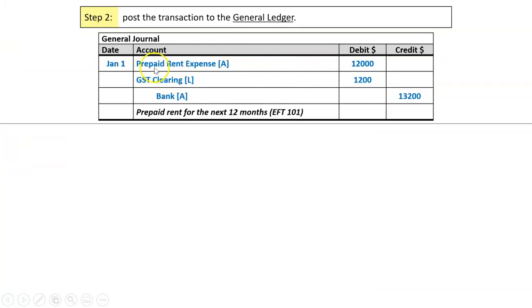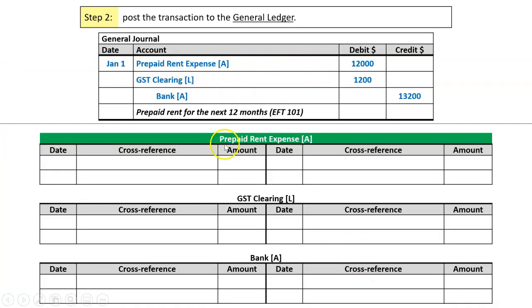But what would that look like? Well, I'd have 3 ledgers. I'd have one for prepaid rent expense. I'm just going to put that in green just to highlight it. One for GST clearing, one for bank, do my debit there, credit there, and then I'm going to put my references in. I always find it easiest to do the references last, but you do them in whatever order works for you. But I would say there's 2 debits here. There's one for 12,000 and 1,200 there.